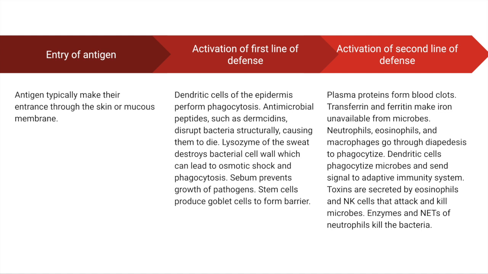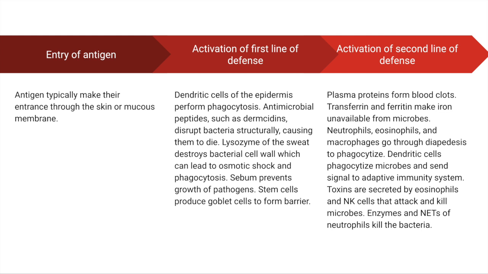Other cells that are able to perform phagocytosis are dendritic cells. Dendritic cells perform phagocytosis as they wait for these microbes to invade the body, and then afterwards they send a signal to the adaptive immunity system telling them that there is a microbial invasion.